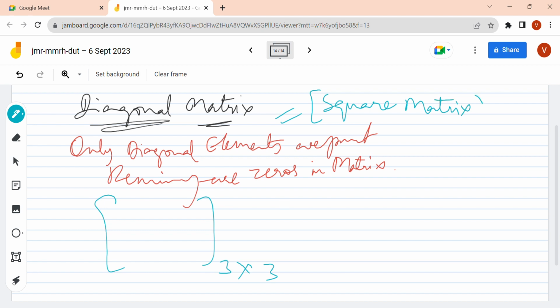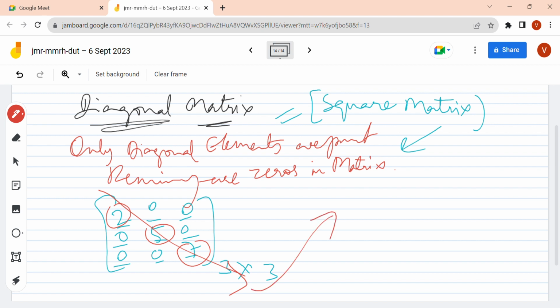In a square matrix only this is possible. In a square matrix, let's say 3 into 3, only the diagonal elements, let's say 2, 5 and 7, are present. The remaining elements, whatever are left over here, they should be 0. So these particular elements, the diagonal elements, correspond to your diagonal matrix. That means the remaining elements should be 0 and only diagonal elements should be present.